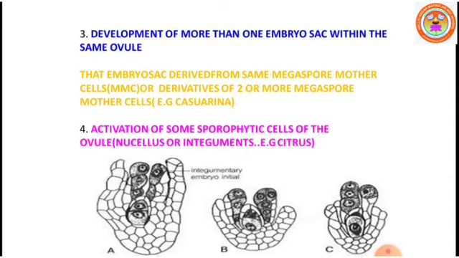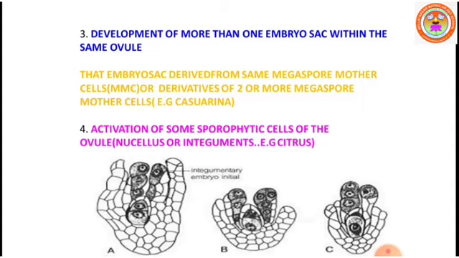Now we are going to look at the third type, development of more than one embryo sac in the same ovule. How is it possible? There are two possibilities. Sometimes out of 4 megaspore cells, instead of one, more than one will start to develop. We studied monosporic, bisporic and tetrasporic embryo sacs. The same case. So more than one embryo sac within the same ovule will lead to the polyembryonic condition.